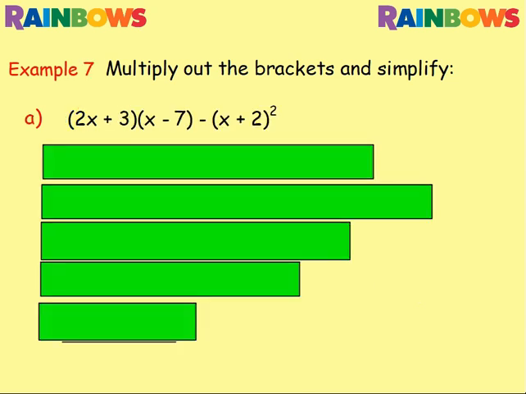Example 7, multiply out these brackets and simplify. So we've got our 2x add 3 times by the x take away 7, take away x plus 2 squared. What would you do first? Would you do the multiply and would you times that? Would you do the subtract or would you do the squared? Probably the squared. Yeah, because if you think about BIDMAS or BODMAS, then you would have to do the squared before you do the multiply or the subtract.